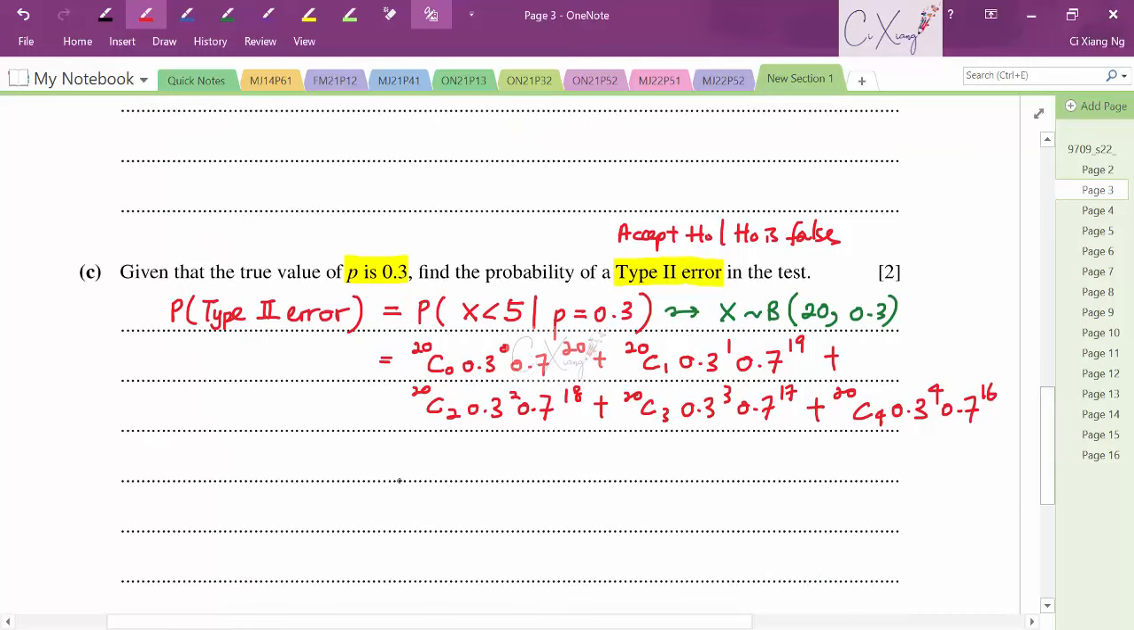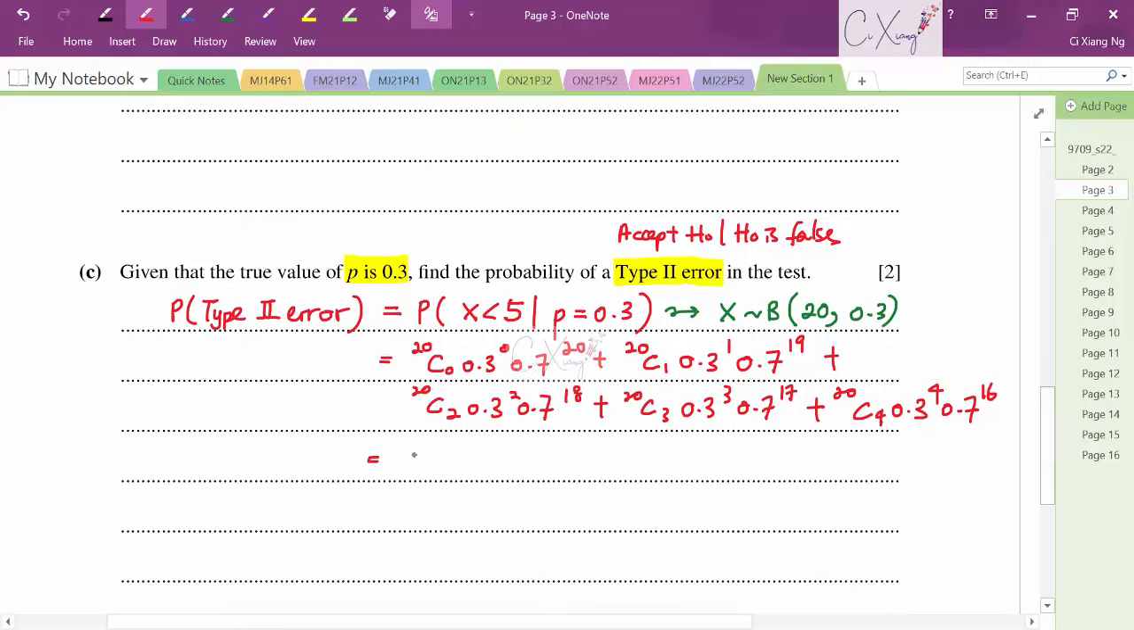All right, and after that, use the calculator to help us get the answer. Correct to three significant figures, the answer should be 0.238. That's all for question number 2.